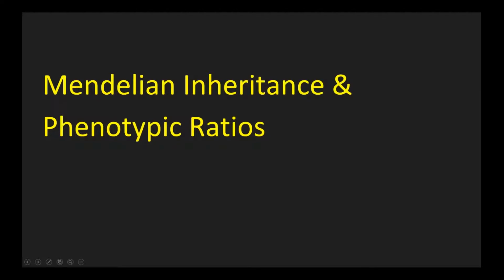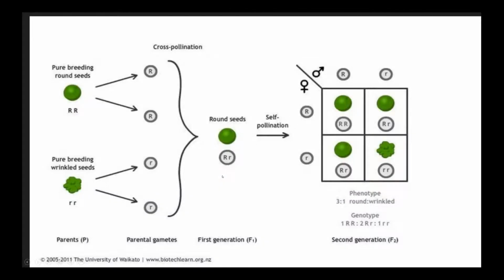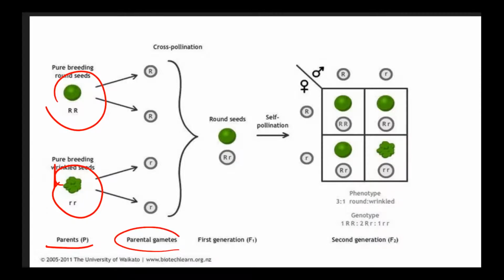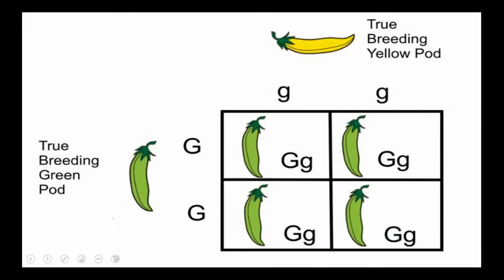All right, today we're dealing with Mendelian inheritance and phenotypic ratios. For an example, we're going to go over this next slide. So our parents, we have homozygous dominant and homozygous recessive, and then their parental gametes. When they cross-pollinate, this is what we are going to get as our first generation.